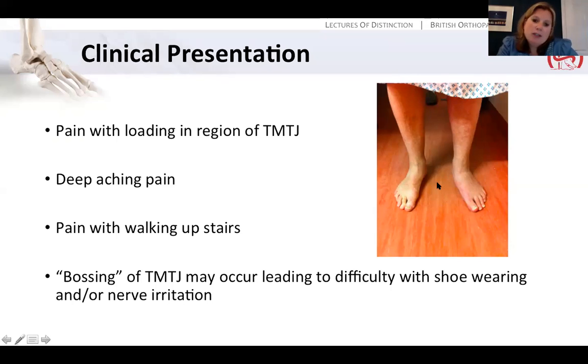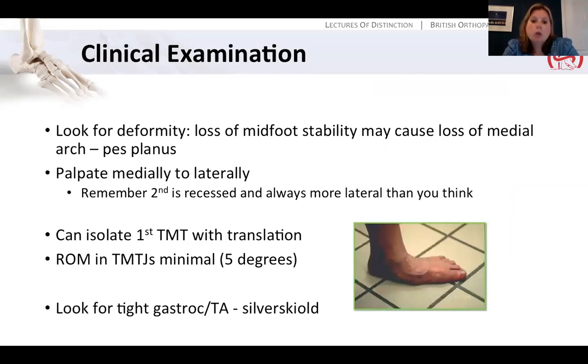Patients like this present with pain with loading in the region of the TMT joints. It's a deep aching pain like a toothache, and they get a lot of pain walking upstairs. And we talked about the bossing of the TMT joint that can occur. So clinically, you're looking for that deformity, you're palpating, so we talk about look, feel, move. The key thing with the tarsometatarsal joints is that you want to be able to easily identify the joint with your finger. So it's digital palpation on each joint.